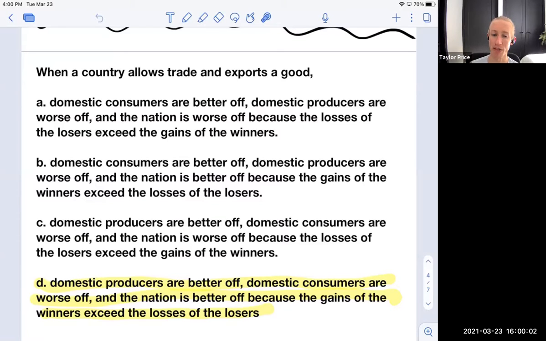But then the important piece there is the country overall is better off because the gains from trade exceed the loss that consumers face. So remember, trade is always good for a country. It just doesn't mean that consumers and producers are both going to benefit. It's usually the situation, actually always the situation, that consumers are going to be better off and producers are going to be worse off, or consumers are going to be worse off and producers are going to be better off. So one of them is always going to lose, but the winner is going to benefit more.